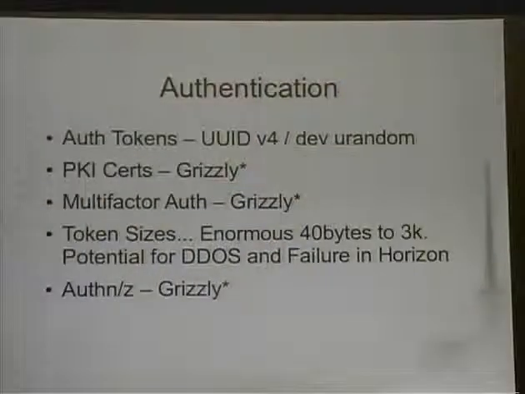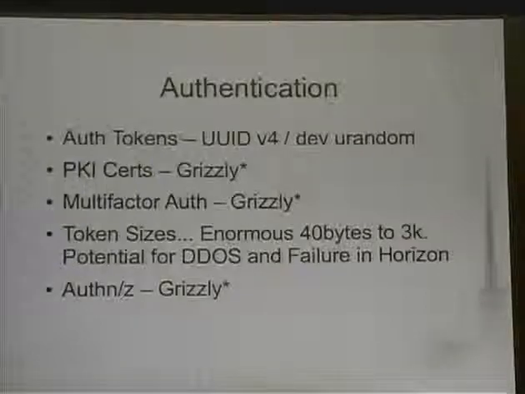As far as authentication is concerned, the auth tokens originally used UUID version 4 and dev-random off the Ubuntu instance hosting Keystone, which actually provided a pretty good amount of entropy. PKI certs are coming in Grizzly, but I don't know how functional they'll be. We've run into some serious problems with their token sizes being enormous and causing problems for functionality such as Horizon, which doesn't know how to handle them.